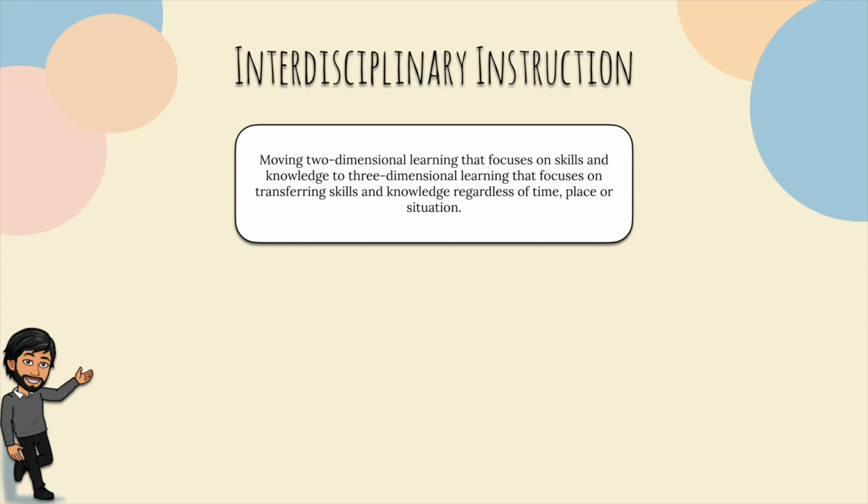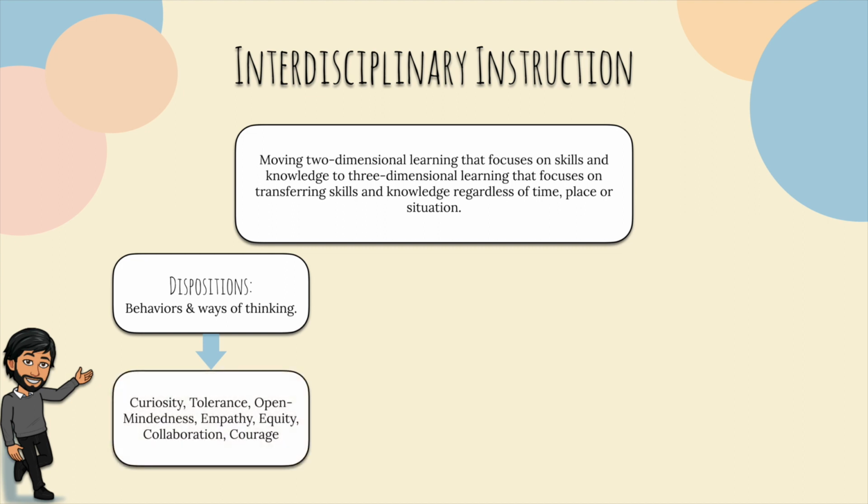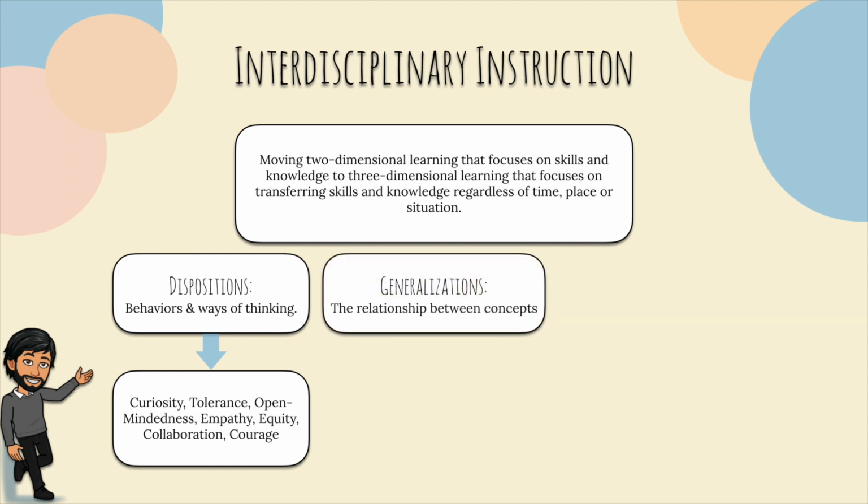To do this, we can think about it in a couple different ways. First one is thinking about student dispositions, which are the behaviors and ways of thinking. Basically, it's what do we want our students to be when they're older? What behaviors do we want to see in students as they mature and grow? So those are things like curiosity, tolerance, empathy, collaboration, courage. Using those dispositions, we can then build generalizations, which is a relationship between two concepts.